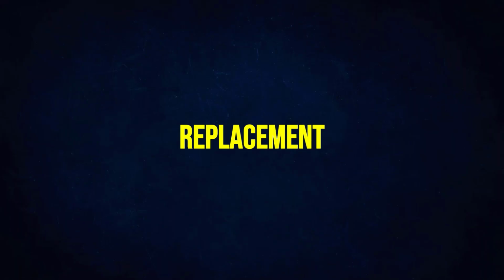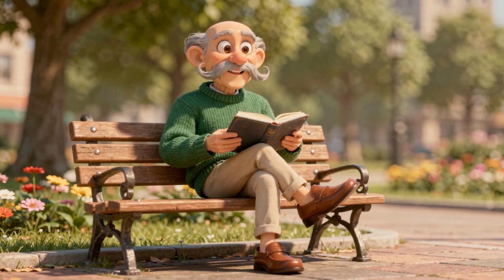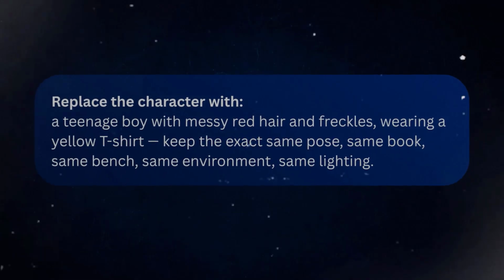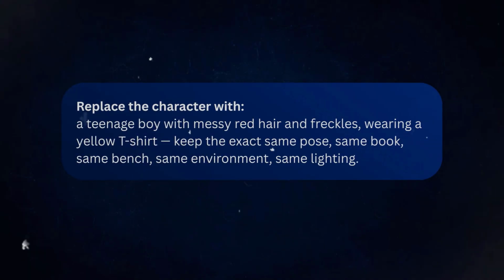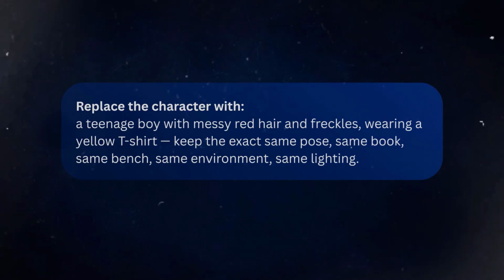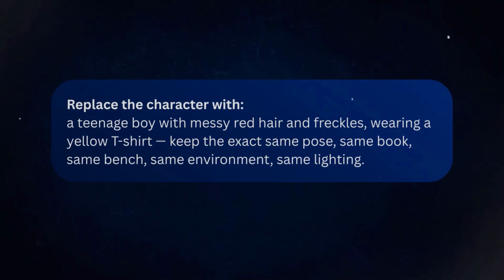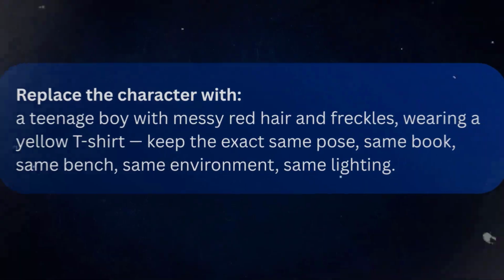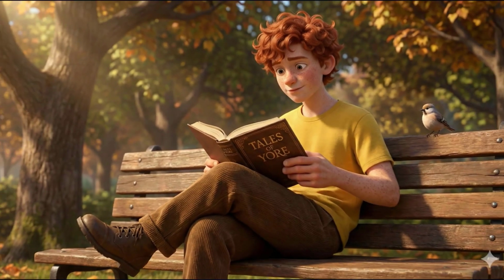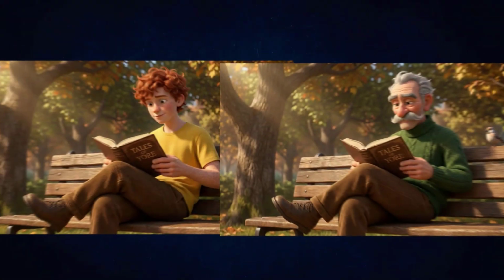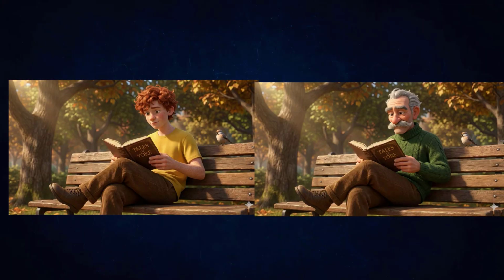To check character replacement, I generated this image in Flux and asked it to replace the character with a teenage boy with messy red hair and freckles, wearing a yellow t-shirt, keeping the same pose, same book, same bench, same environment, and same lighting. This is the output we got from Flux 2 Pro. Although the character is fully replaced as per the prompt, the scene environment is completely changed. On the other hand, Nano Banana Pro kept everything in the environment identical. Even the book color and title stayed the same.